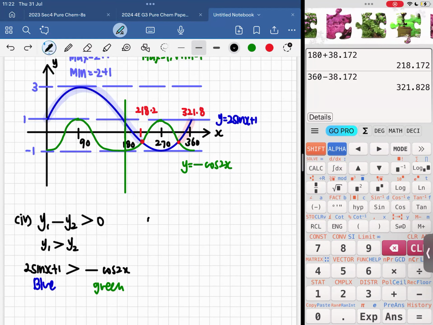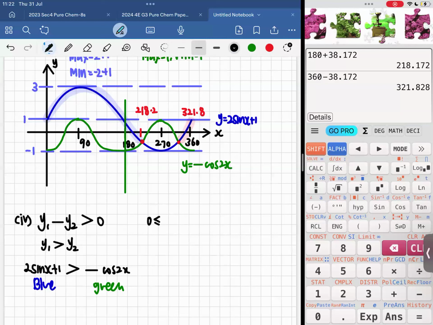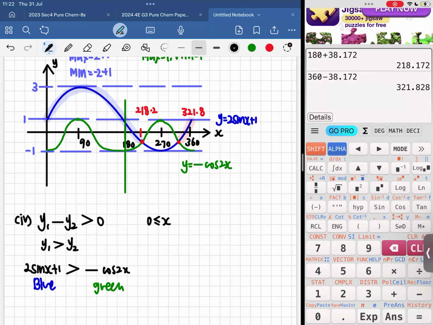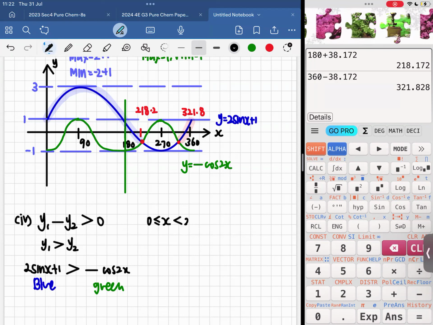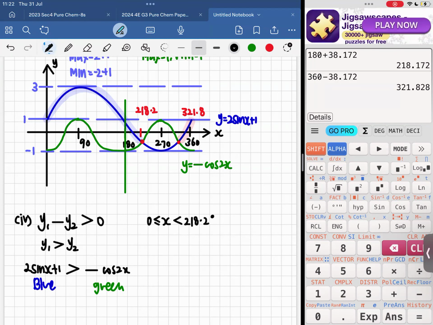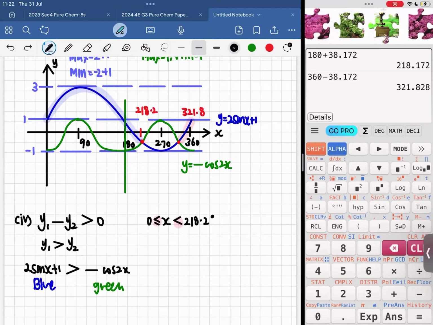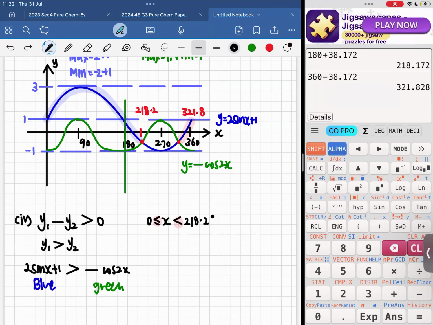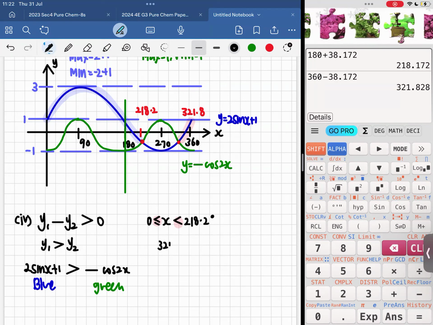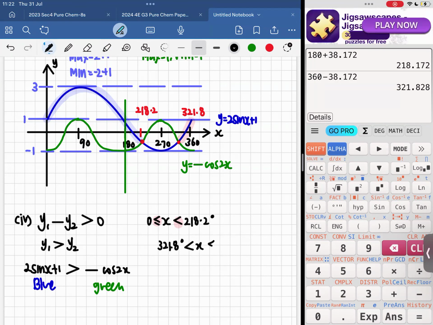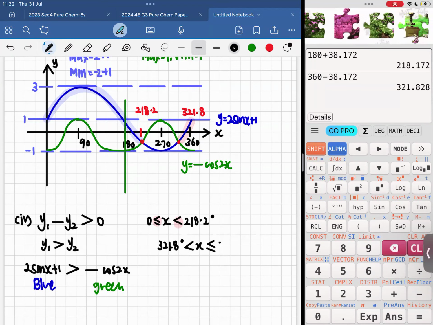But all the way from the start, from 0 to x, right? 0 degrees to x. You want to put degrees also, no problem. Until where? Until 218.2. Can you see or not? This is inclusive because here is higher, but this is not inclusive because at this point they are equal. The other one will be x from 321.8, not inclusive, but at 360 they include. So this one will be like that.